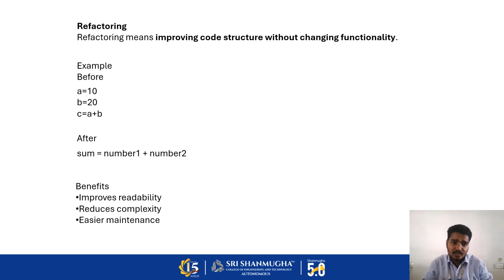Before, we declare three variables: a equal to 10, b equal to 20, and c equal to a plus b. That is called declaring the values. Next, after we change it with the refactoring method: sum equal to number1 plus number2. It is a method used for changing the structure only, not the values. The benefits are improved readability, reduced complexity, and easier maintenance.